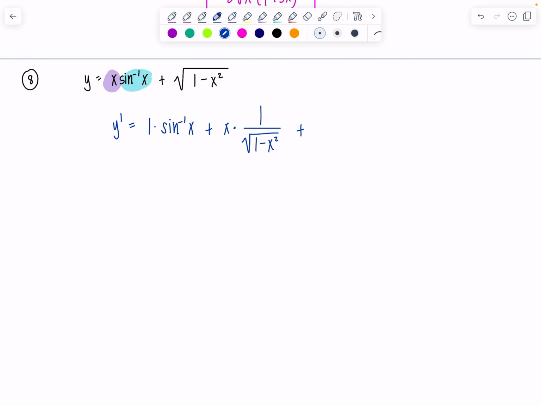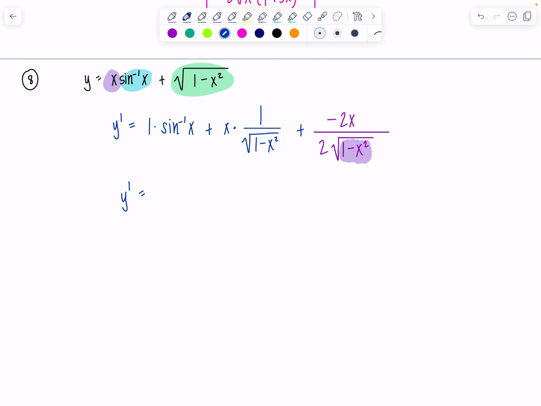Plus, now I need the derivative of the square root of 1 minus x squared. So let's use our shortcut for the derivative of a square root. You put 2 and the original in the denominator, and then you do the chain rule. So in the numerator, you're going to have the derivative of what's underneath the radical. Derivative of 1 minus x squared is negative 2x, right? Very good. So let's clean up now.